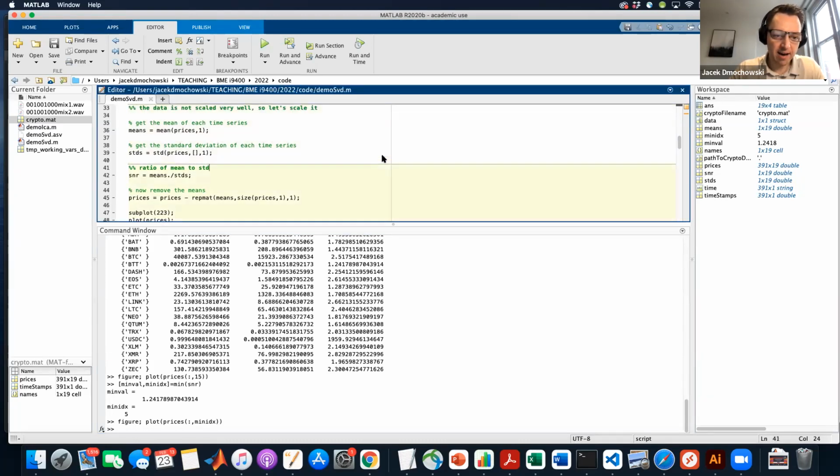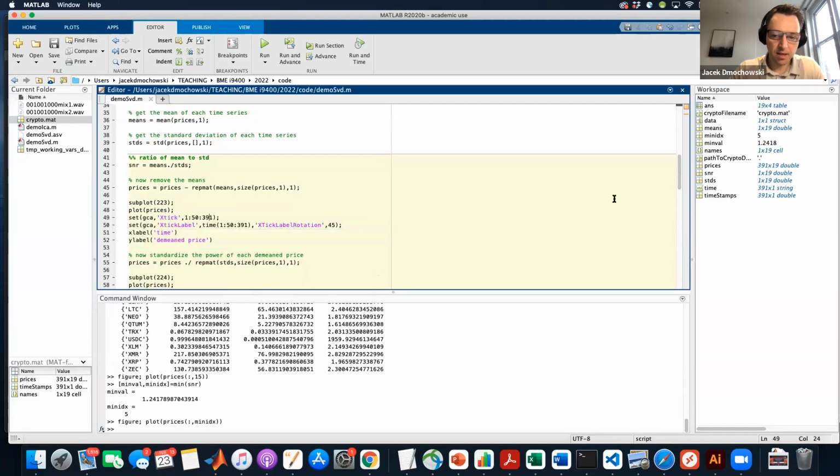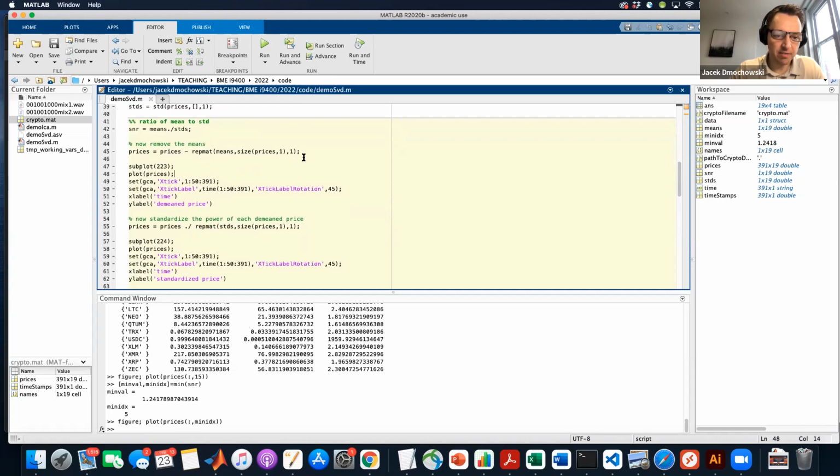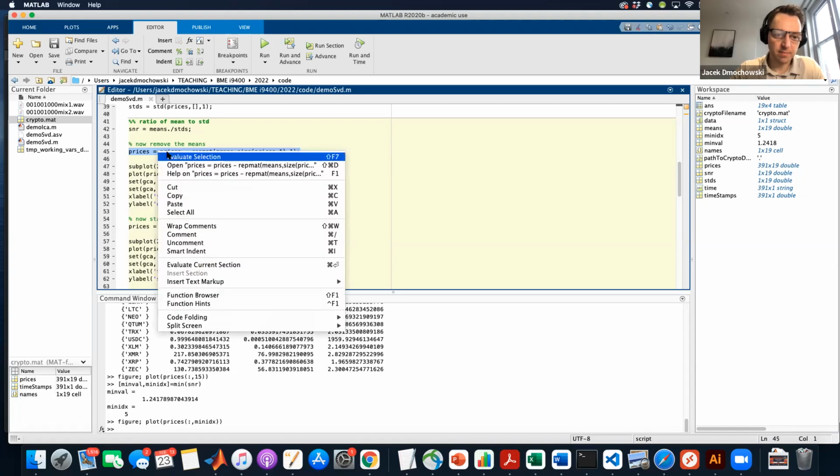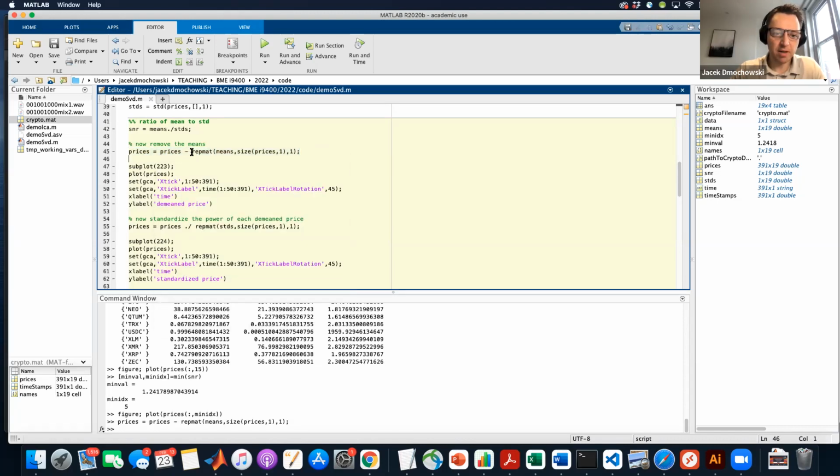Okay, so now we have the means and we have the standard deviations, right? So now I'm going to remove the mean from the data. A repmat here means repeat matrix. So means is a 1 by 19 array, and I need to subtract the value of every currency's mean from every time point, right? So I want to recreate each of those time series, but now to have everyone's mean be 0.